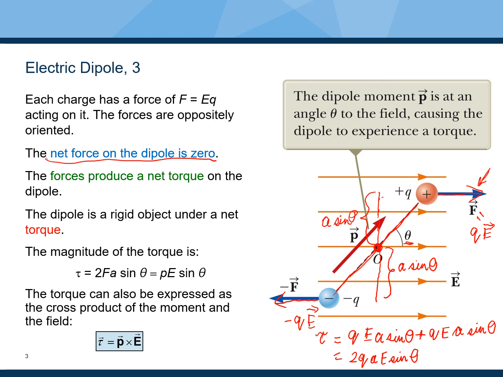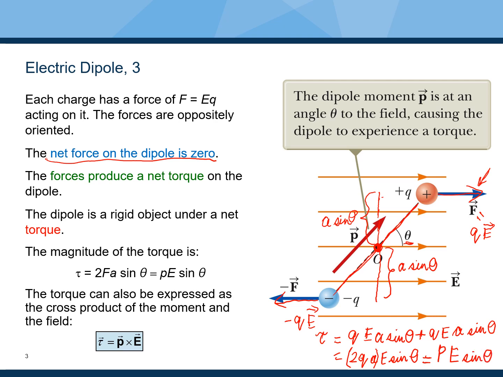Now let's go ahead and club some of these terms together so that we can understand them more meaningfully. So if we club 2 times Q times A together, we realize that 2 times Q times A is nothing but the charge of the positive charge of the dipole multiplied by the distance between the two charges, and therefore it is actually equal to the dipole moment, P itself. So this is just equal to P times E times sine theta.